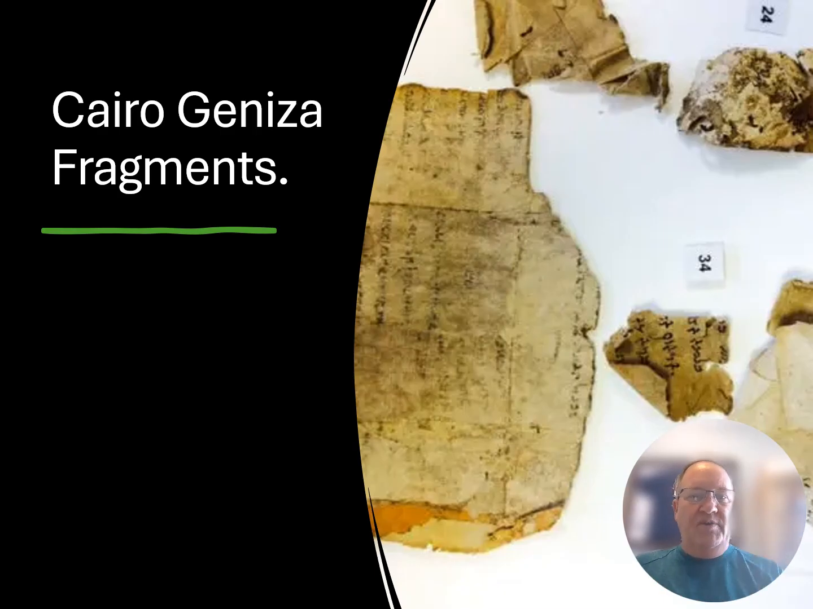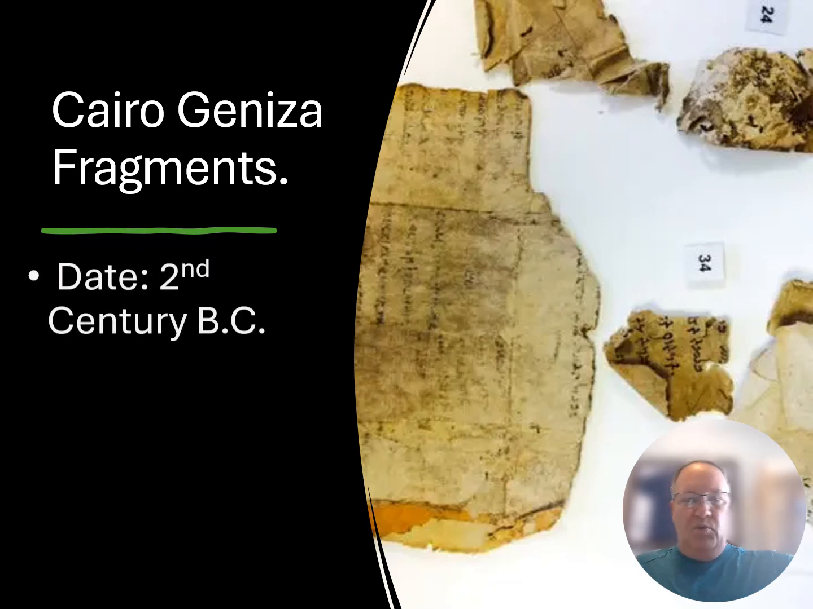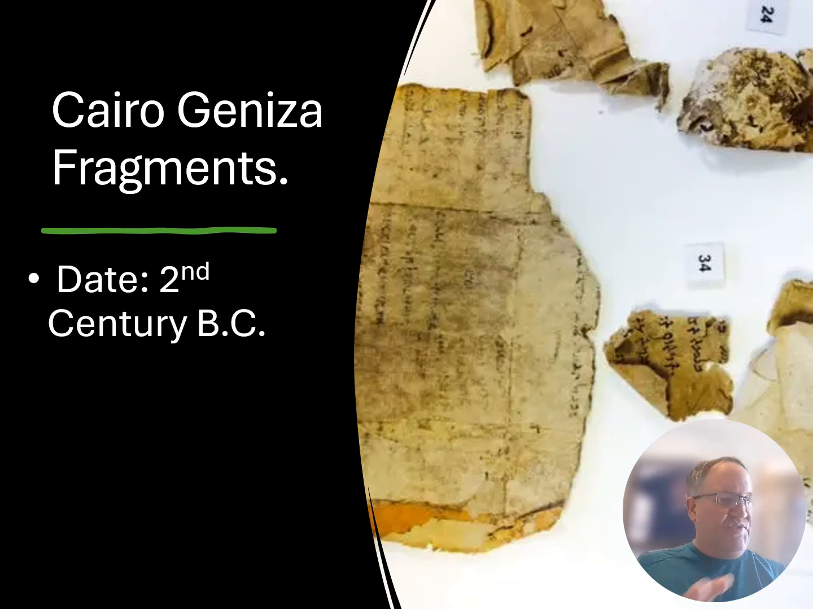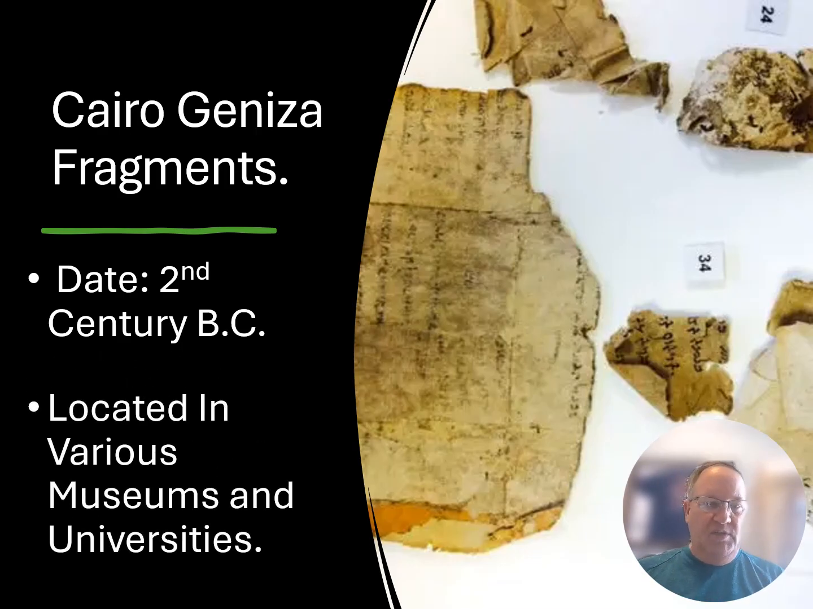And so these are various parts of the Old Testament, again, dating around the same time as the Nash Papyrus, dating to the 2nd century BC. And these are located in various museums and universities. Since there's so many of them, they were just kind of passed out among lots of different places. And if you ever wanted to see if there was one around your area, if you were traveling, you could just go online and find where these are located, if there's one close to you.